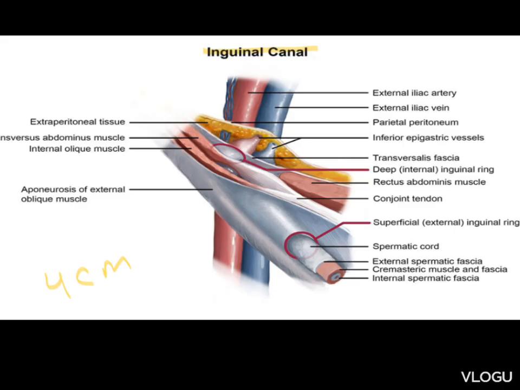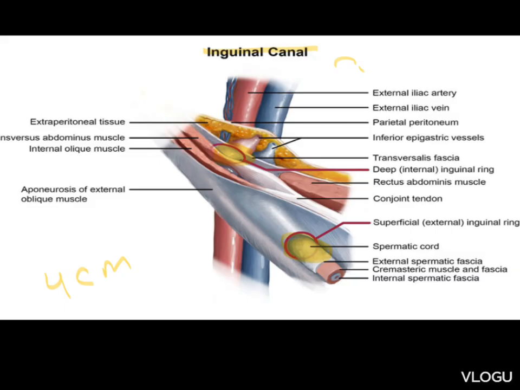So the inguinal canal is approximately 4 centimeters, and it extends from the deep ring to the superficial ring. So this is the deep ring. We can see here this is the deep ring and this is the superficial ring. Okay, and we have some boundaries.